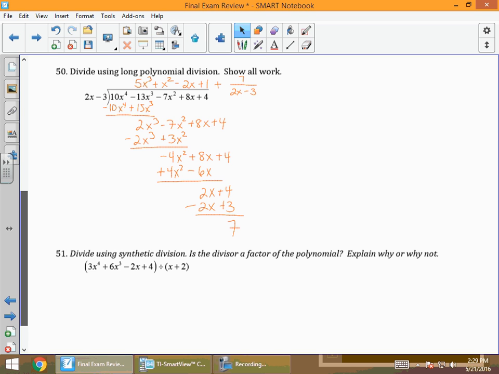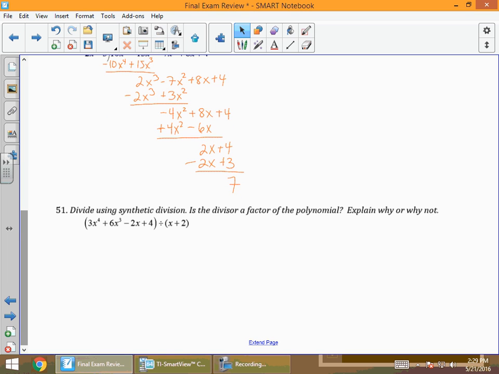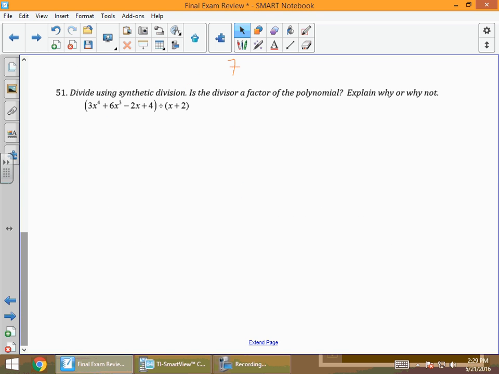Good way to check it is with synthetic division, which is what question 51 wants us to be able to do. Let's take a look at synthetic division. The only thing you have to be careful of with any of the long or synthetic division is make sure that if you are missing a term that you just fill in a 0 in its place. So synthetic division, as I look at x plus 2, what would make that a 0? The root is a negative 2. So that is my root. I'm going to divide by negative 2.